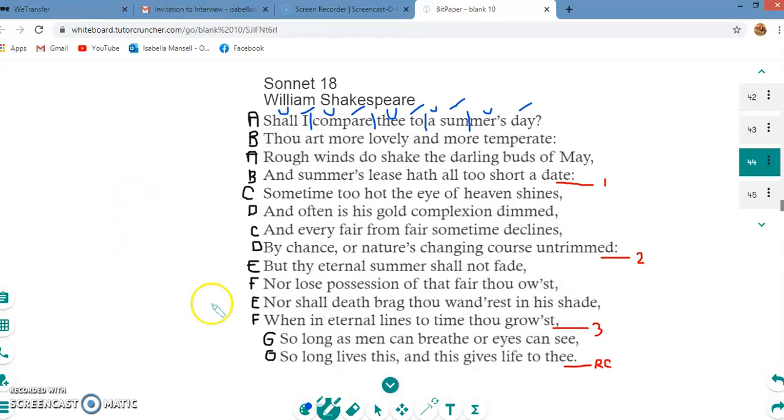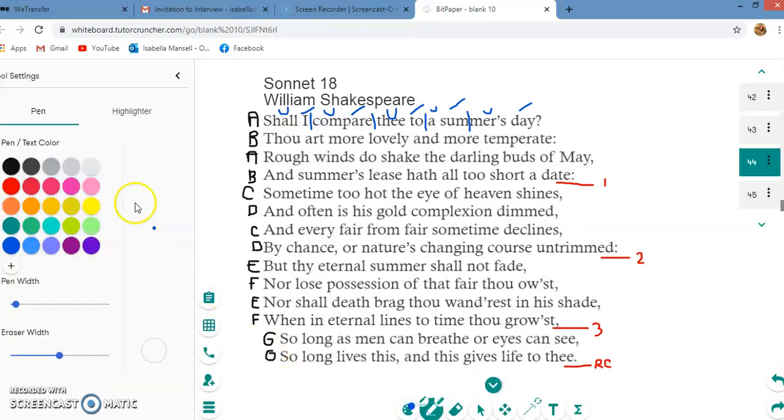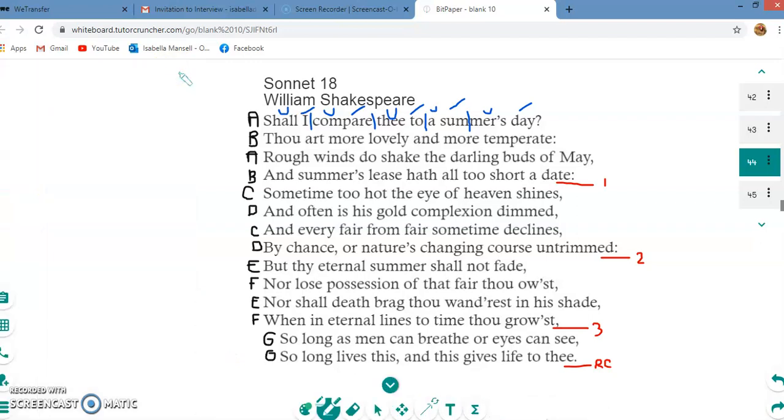Now, one more thing that I mentioned was the volta, the change of opinion or viewpoint in between the 12th and 13th line. So this is happening here just before the rhyming couplet. And you can see in the first line, Shakespeare sets up the task of shall I compare thee to a summer's day? And goes on for the next 11 lines to discuss how this person being admired compares or doesn't compare to a summer's day.